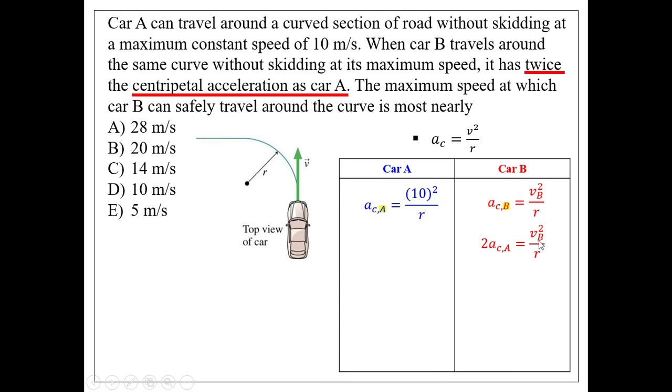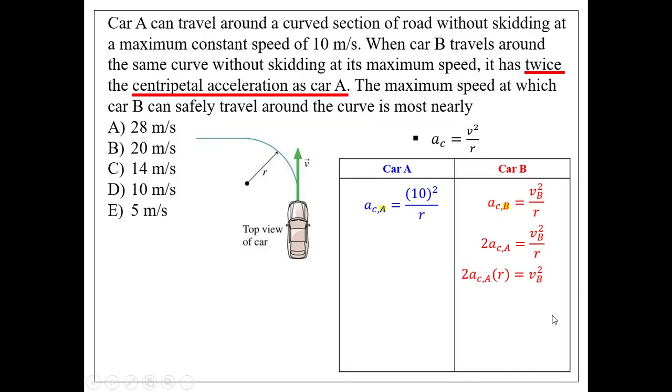Well, keep in mind, you're asked to find the speed of car B. So you're asked to find VB. So I'm just going to go ahead and do math. I say VB real quick. So to get VB squared by itself, I'm just going to multiply both sides by R. So this R here that's on the bottom right, I'm just going to multiply it to the top left. So here, really, all you have is 2ACA times R. That's going to equal VB squared.